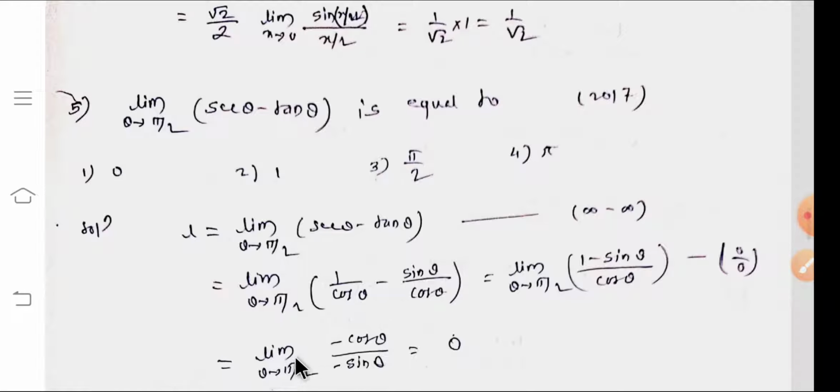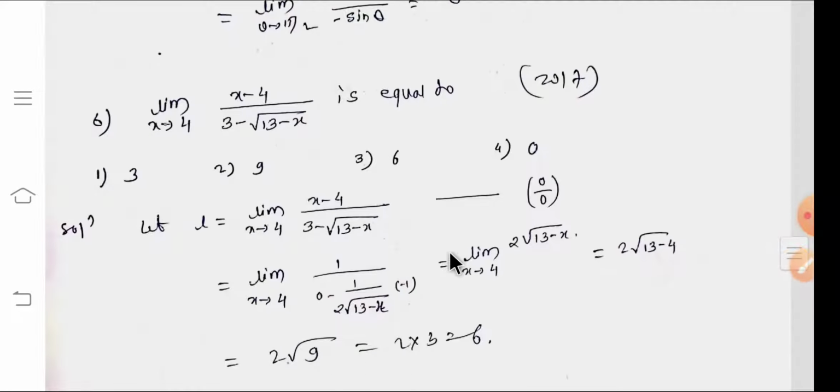So that is equal to limit of theta tends to pi by 2, differentiate numerator and denominator separately. Derivative of 1 minus sin theta is minus cos theta, derivative of cos theta is minus sin theta, minus minus gets cancelled. As theta tends to pi by 2, sin pi by 2 value is 1, numerator cos pi by 2 is 0, means the value should be 0. The first option is the right option.